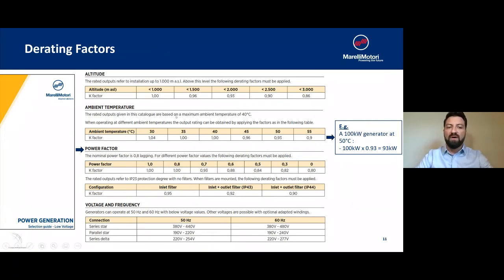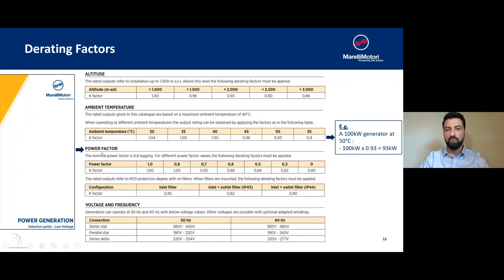Talking about the derating factors. In our power generation selection guide, which you can find on our website, in the first pages, you will see a page called the derating factors. These are the factors that affect the power output of the generator. And these are altitude, ambient temperature, power factor, configuration, or connection.